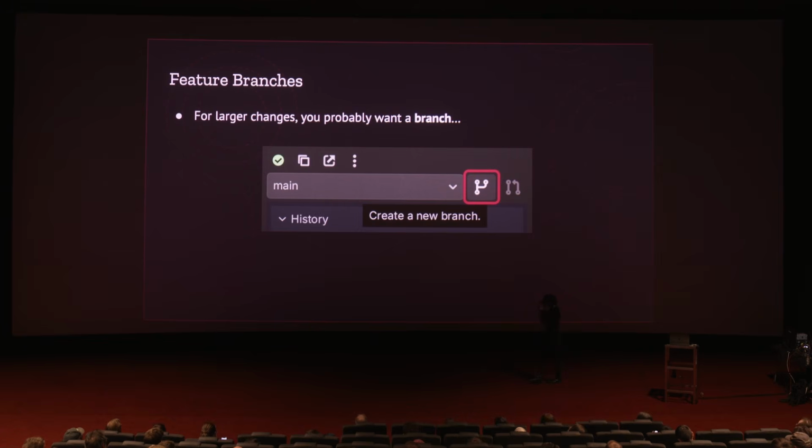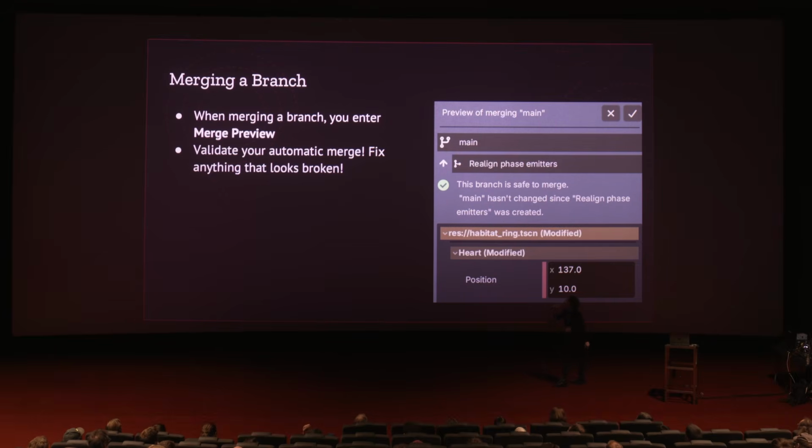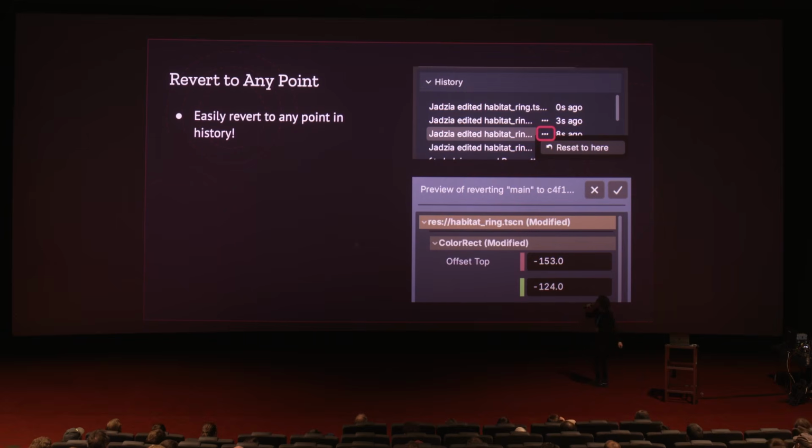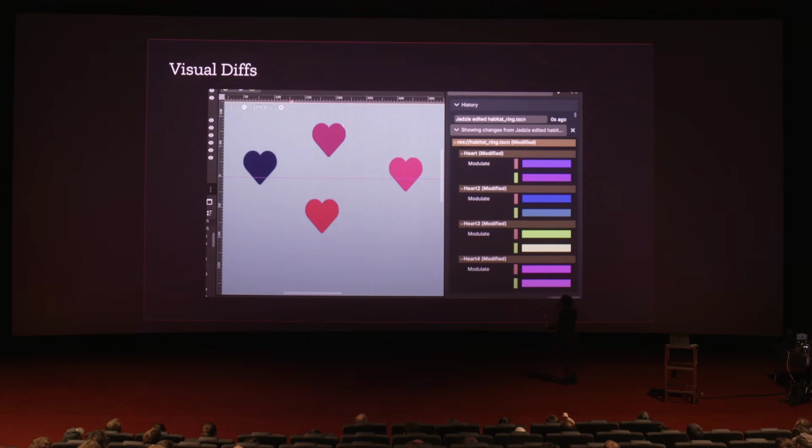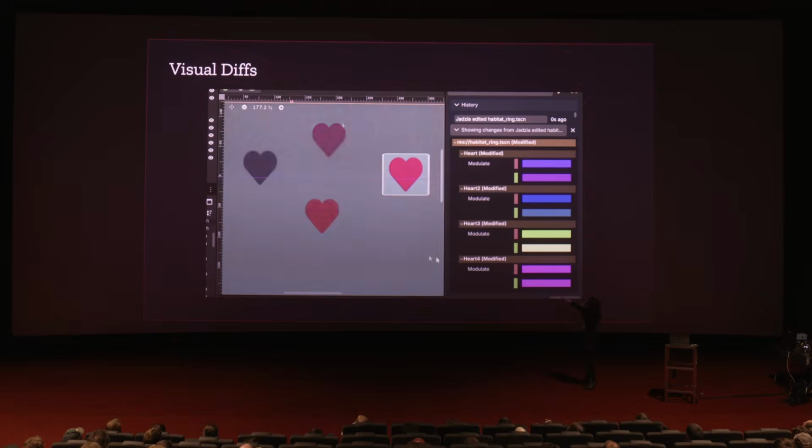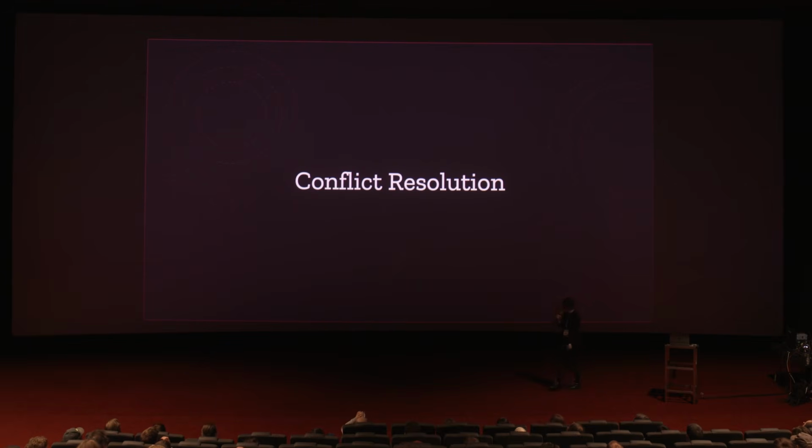And for feature branches, you can click the branch button to make a branch. And then once you're ready to merge it, you can hit the merge button and go into a merge preview state where you can make sure everything looks okay. And you can then revert to any point in history by hitting the revert button. We also have visual diffs, where if you mouse over a specific change, it will highlight the location of that change in the scene, which is pretty cool. So that's the features of Backstitch.